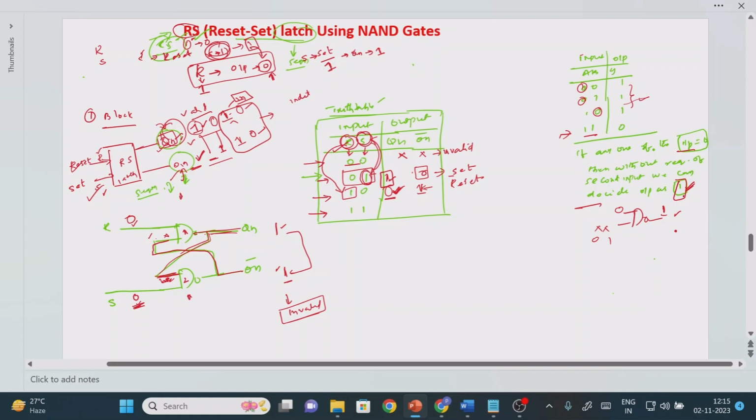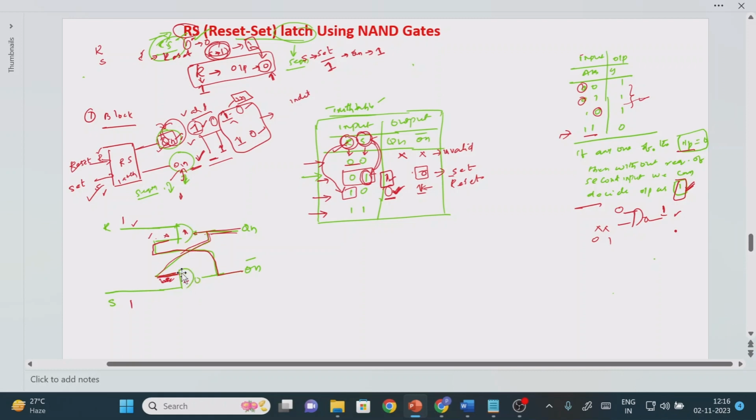So what is the final input value? It is the leftover: 1 1 is the leftover value. For that we need to find out the output combination. So I am taking R equal to 1, S equal to 1. Now pause the video and try to find out for which logic gate we can directly find the output. The first logic gate or the second logic gate?